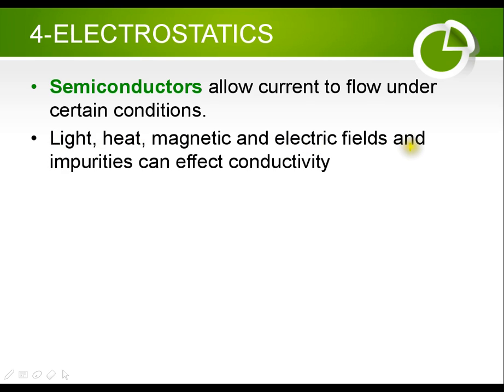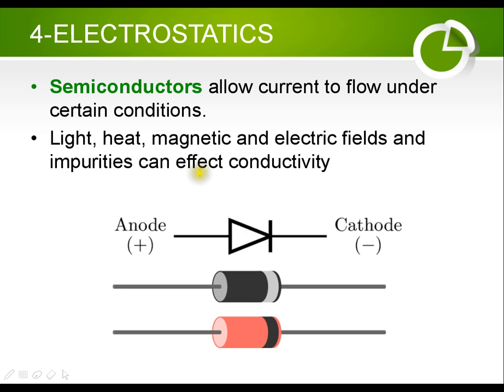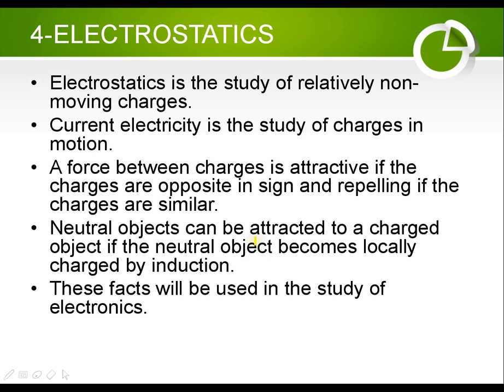Light, heat, magnetic and electric fields and impurities can affect semiconductors. Here is an example of a diode. This is the positive terminal, the anode. This is the symbol we use in circuits, and this is the cathode side. This side of the triangle is positive, remember, and the line shows the cathode. In the diagram there is a band; the band shows the negative side, the cathode, and here is the positive side.